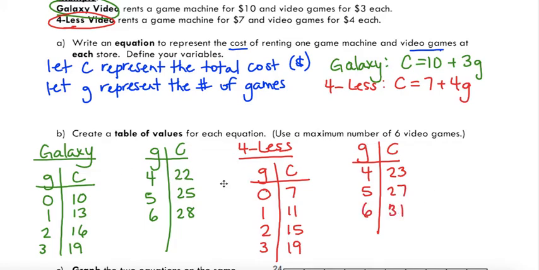So there's my table of values for Galaxy and for Less. So I've created my table of values based on my equations.